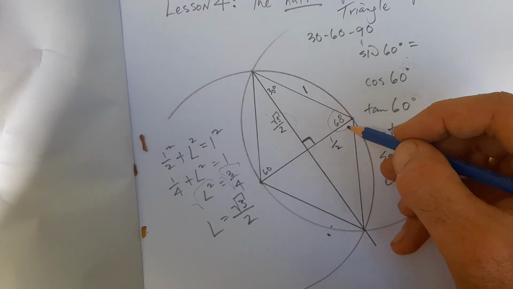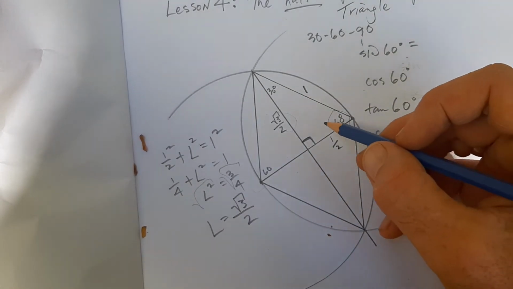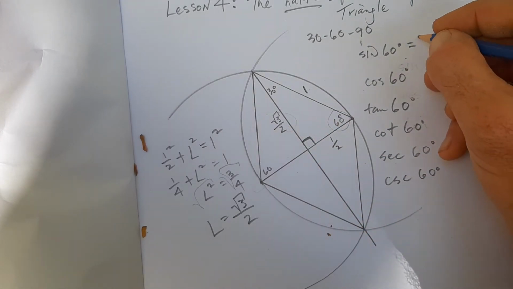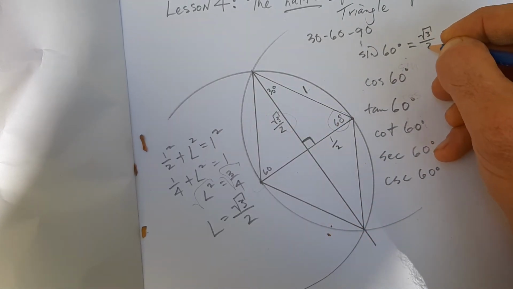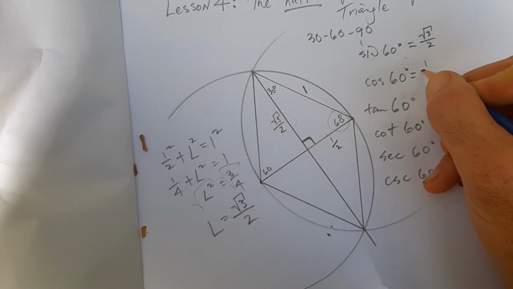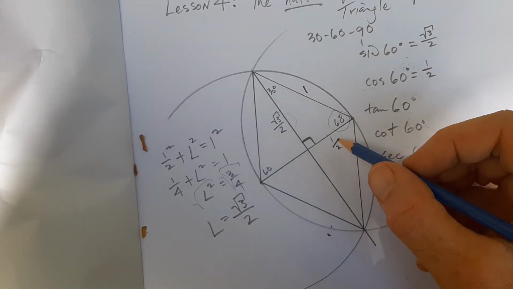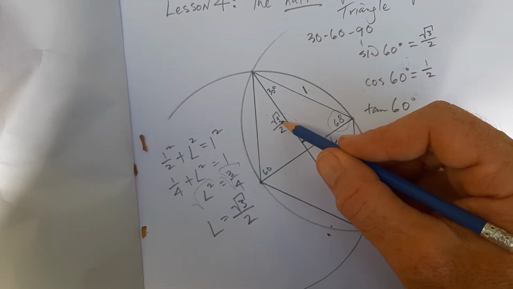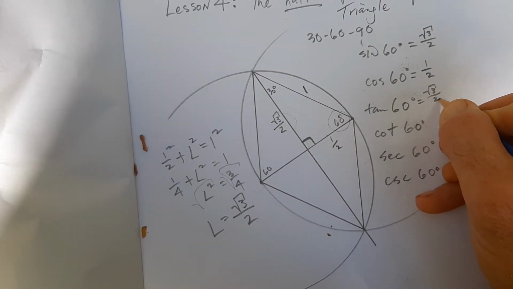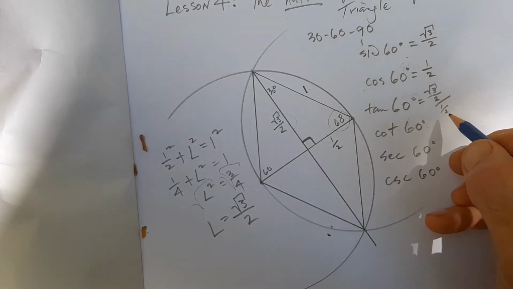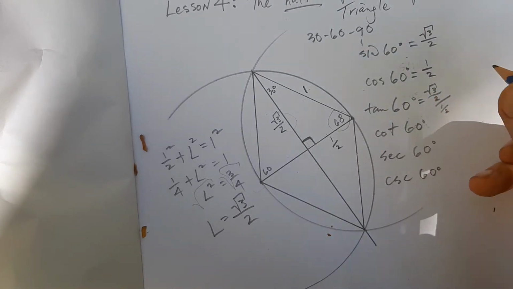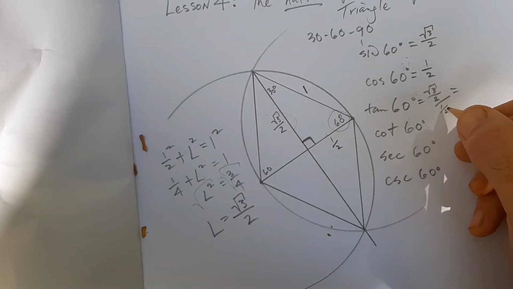I'm going to go with 60 degrees first. Sine is opposite over hypotenuse. Ooh, nice, we got a 1 there. That makes it easy. Square root of 3 over 2. Cosine is adjacent over hypotenuse: 1/2. Tangent gets a little messier, right? Opposite over adjacent: square root of 3 over 2, over 1/2. Dividing by a fraction, you multiply by the reciprocal, the inverse, so that 2 will go away, right?